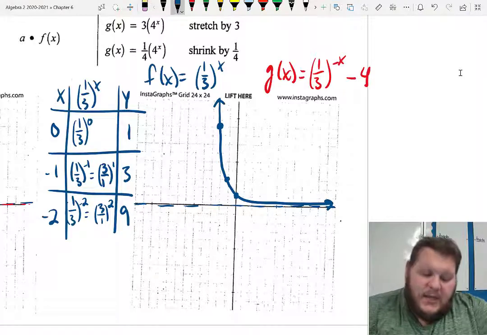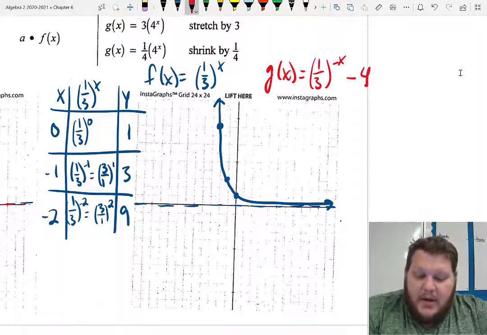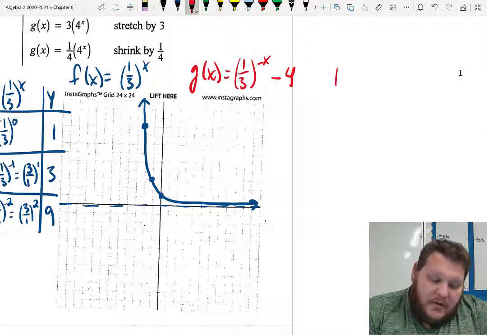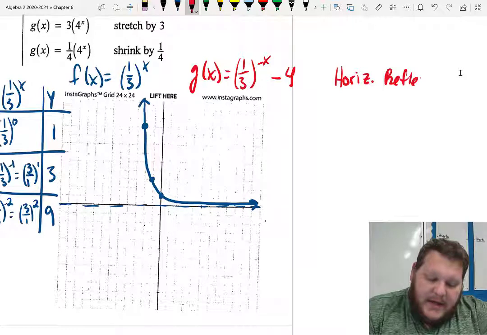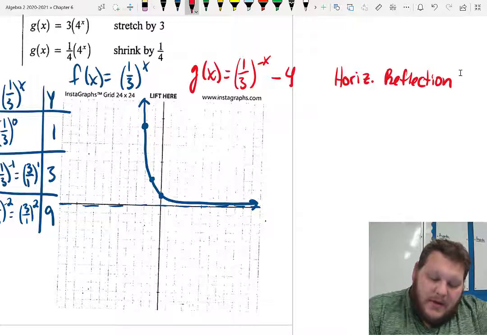Now, looking at what's happening to g of x, we have two different things happening. We have a negative in our exponent, and we have a -4 on the outside. So our two different transformations: we are doing a horizontal reflection. That's that negative in my exponent. And then that -4 is a shift down 4.